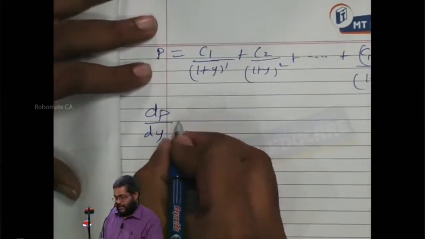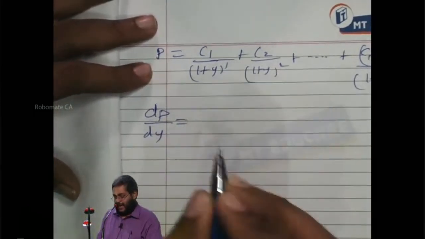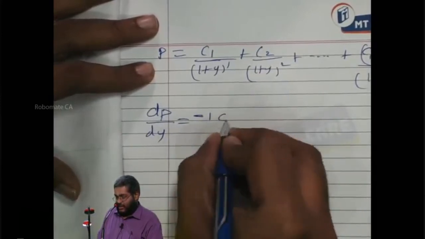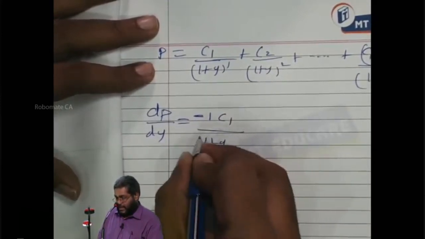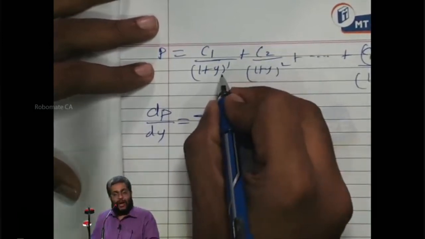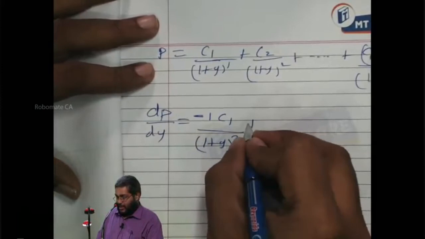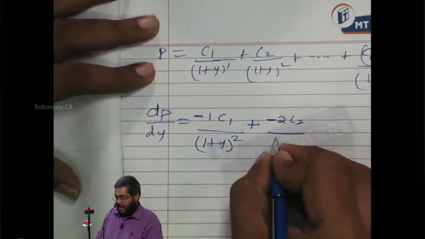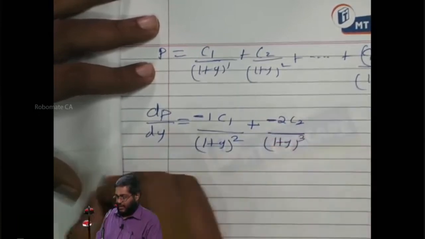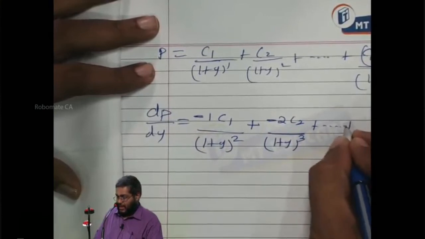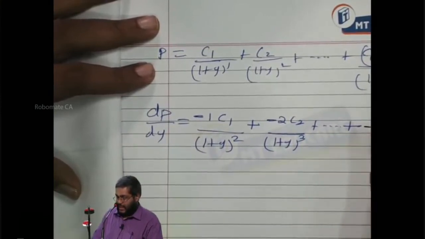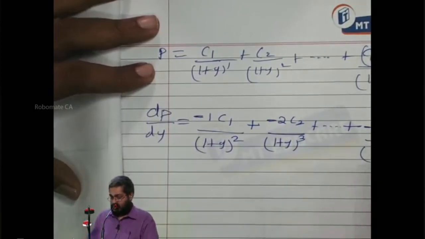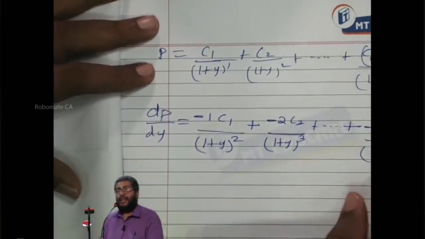Now in that case, very simple. This minus 1, what happens here? It is minus 1 C1 divided by (1 plus y) power 2. Now minus 1 becomes 2. Any yes or no? Now this is minus 2. Now what happens here? Minus 2 C2 divided by (1 plus y) power 3, and so on. This becomes minus n Cn plus maturity value divided by (1 plus y) power n plus 1.